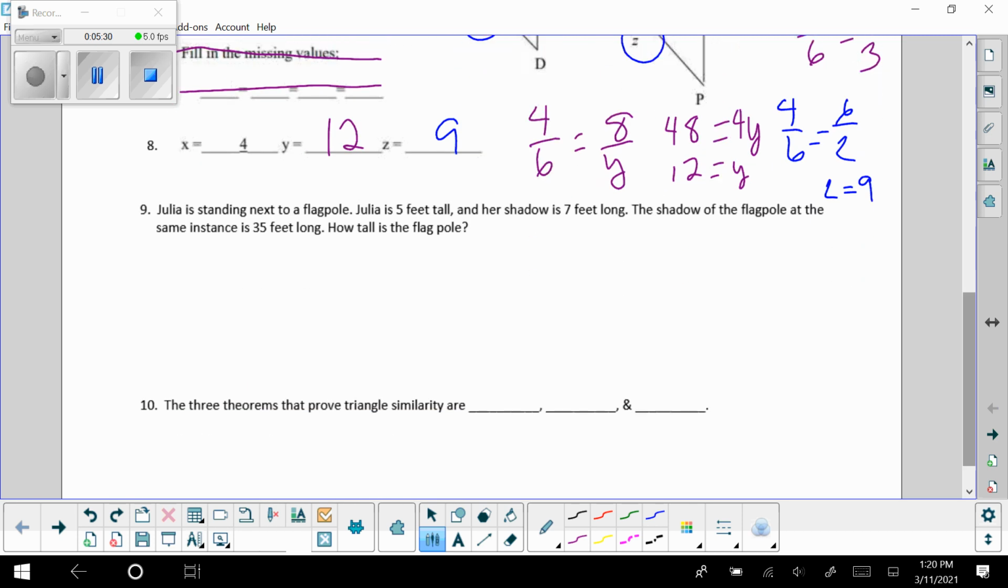Number 10, it's important to note that the 3 theorems to prove triangles are similar would be angle-angle similarity, side-angle-side similarity, or side-side-side similarity.